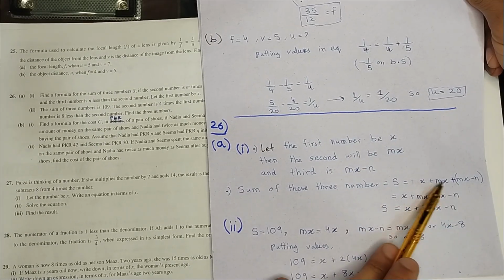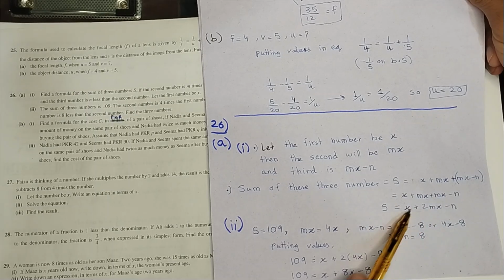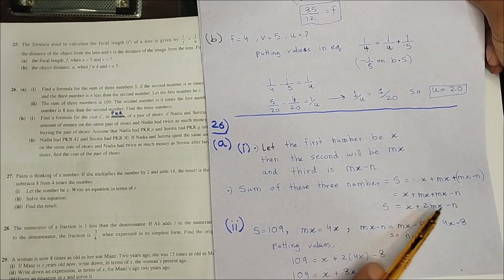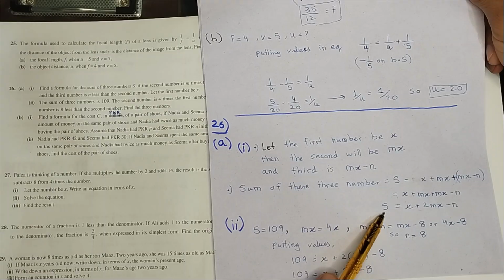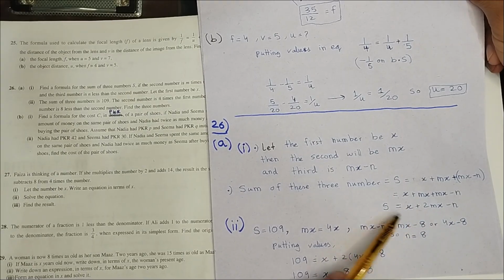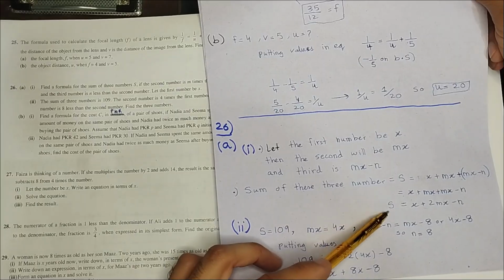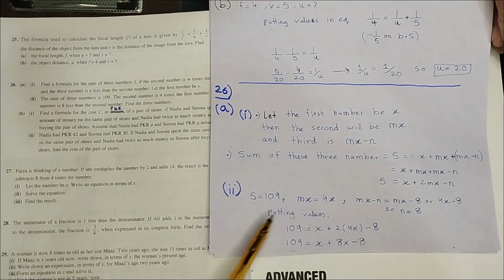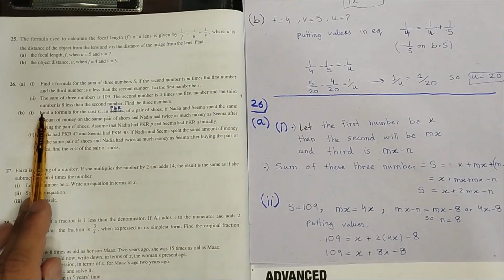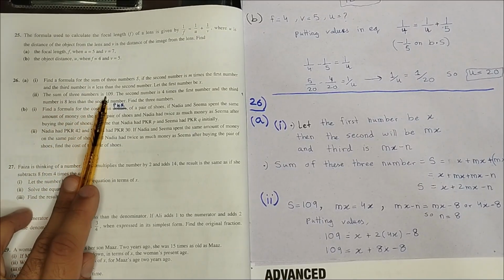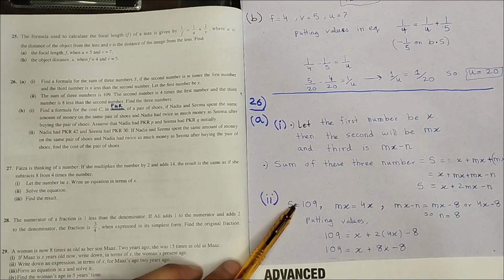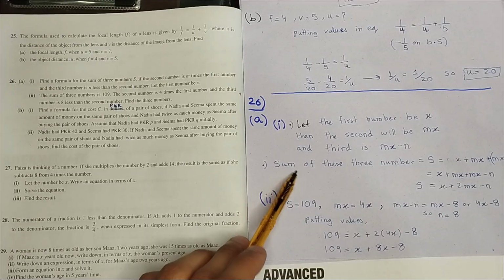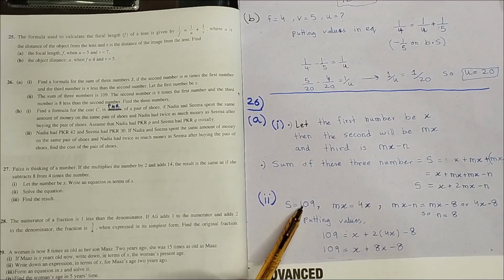And now we're going to simplify the formula. mx plus mx will make it 2mx, and n will come down as it is, minus n, and s is equal to x plus 2mx minus n. This is our formula. It cannot be further simplified. This is the formula that the question is asking us to make. But next we're going to use this formula. The question says the sum of the three numbers is equal to 109. It means that the s value is given. s is equal to 109. s meant sum, and the sum is given, which is 109.